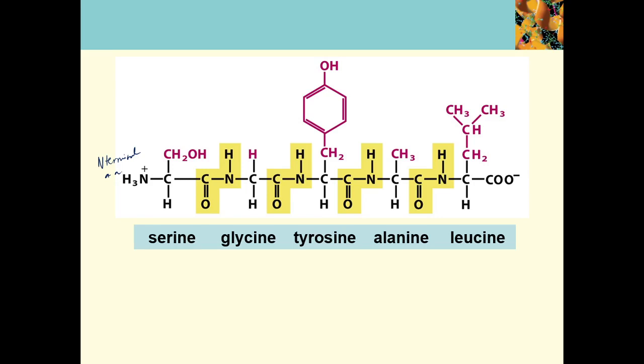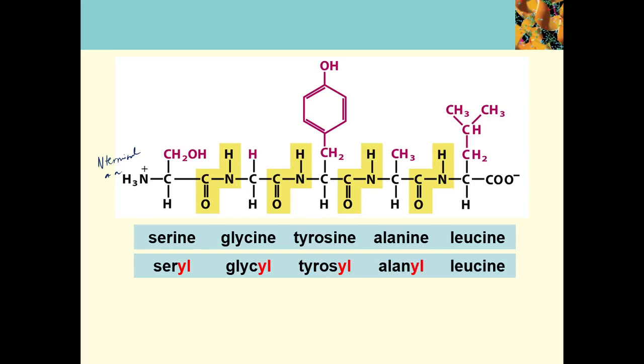Now, we need to change the name of your amino acids into their YL names, except for the last one, your leucine, which will stay the same. So your serine will become seryl, your glycine will become glycyl, your tyrosine will become tyrosyl, then alanine will become alanyl, and then leucine will stay the same. There's a rule that the name should be written as a whole word. So it will become serylglycyltyrosylalanylleucine. That is how you will name your polypeptide using the YL names.